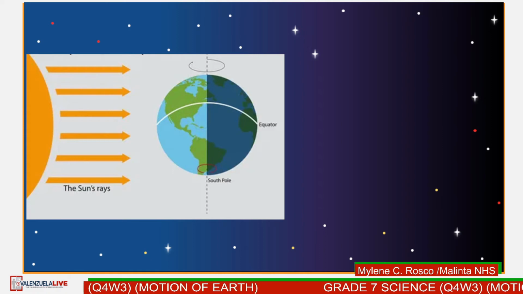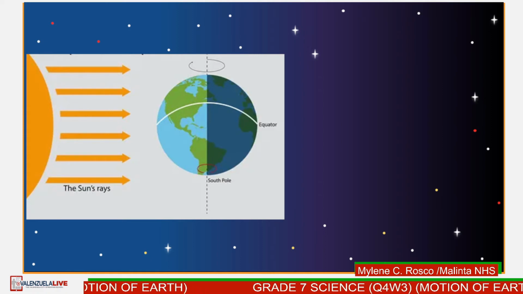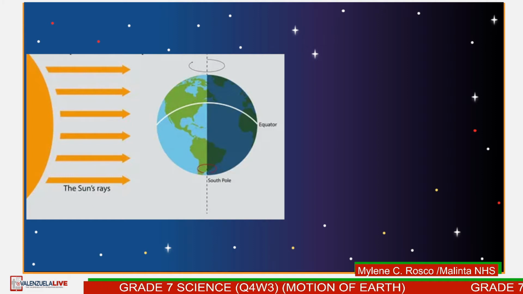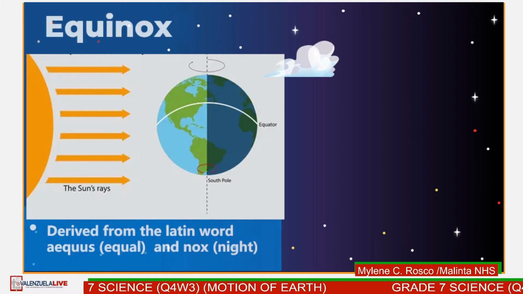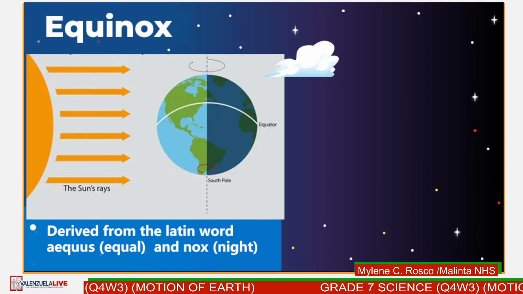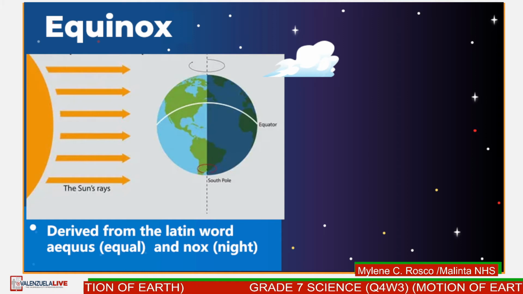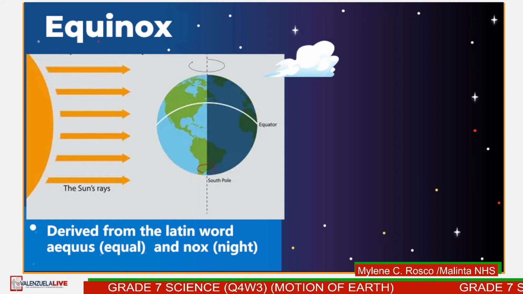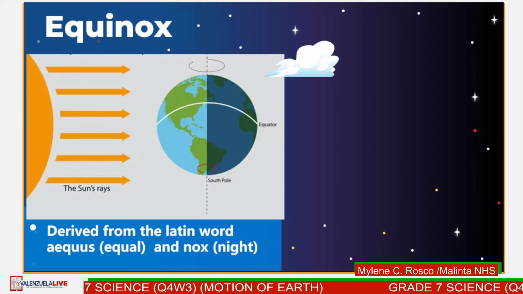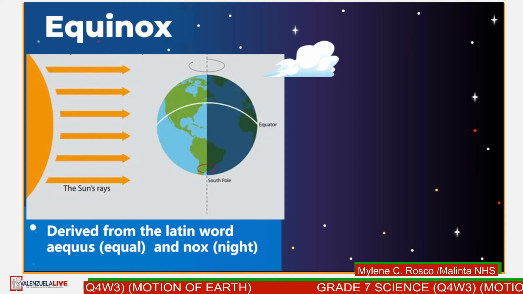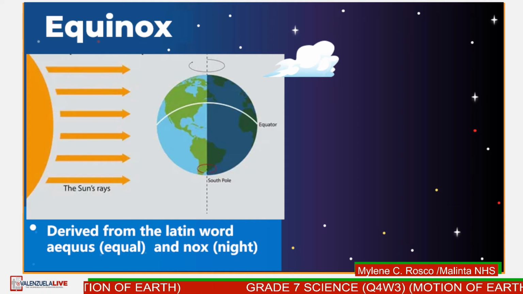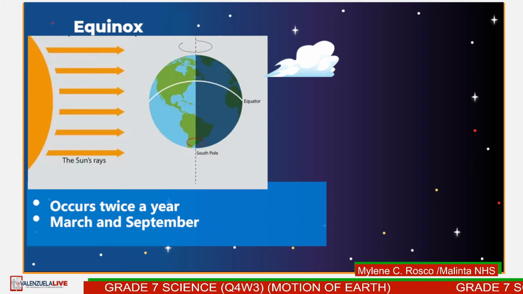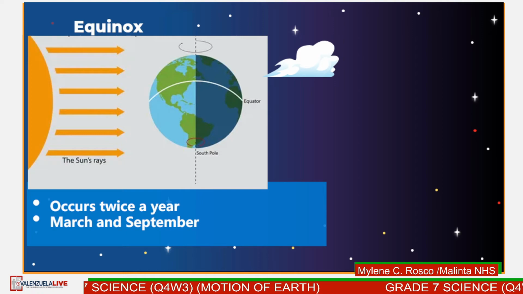Now let's observe this diagram. In this diagram, you can see that at this position, neither of the poles is tilted towards the sun. This position of the Earth is called equinox, derived from the Latin word equus, meaning equal, and nox, meaning night. During equinox, the whole Earth experiences equal days and equal nights. Equinox occurs twice a year, once in March and in September.